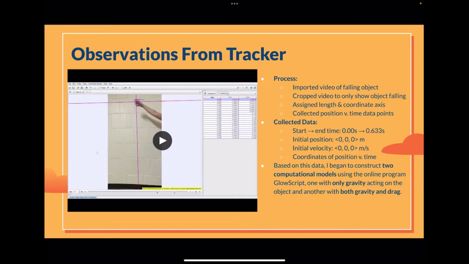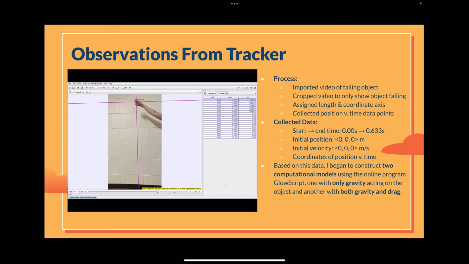First, I observed a paper ball falling. I imported the video, cropped it, and assigned length and coordinate axis. And as it falls, I collected position versus time data points that you can see on the right hand of the video. So we got the start and end time and the initial position. The initial velocity can be considered 0 since it's starting at rest. And based on this data, I began to construct the two computational models using GlowScript.